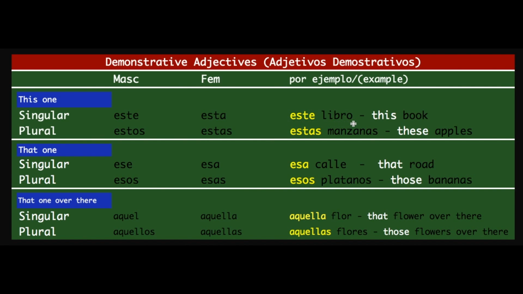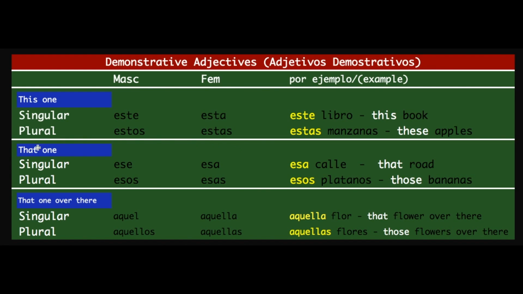Este libro. Libro is a masculine object, so we are using este, and it is singular here. Este is for masculine singular. So este libro means this book. The next one is estas manzanas. Now manzana is a feminine object and manzanas means plural. So estas manzanas means these apples. Yeah. So folks, that was about this one.